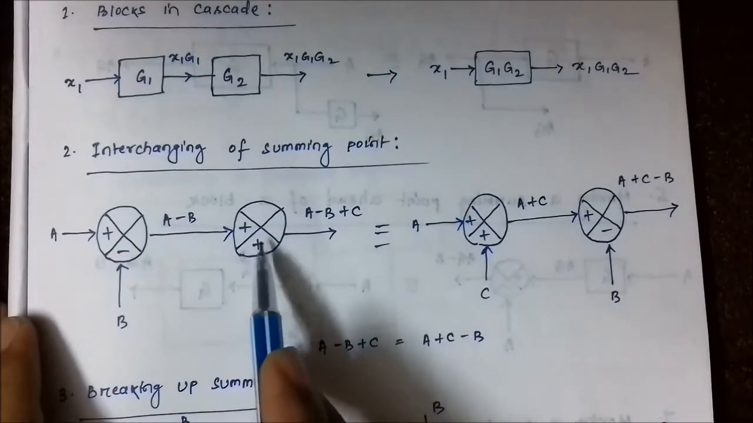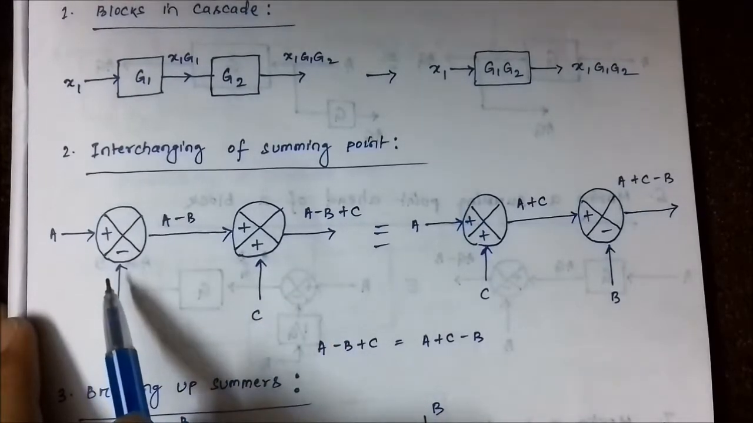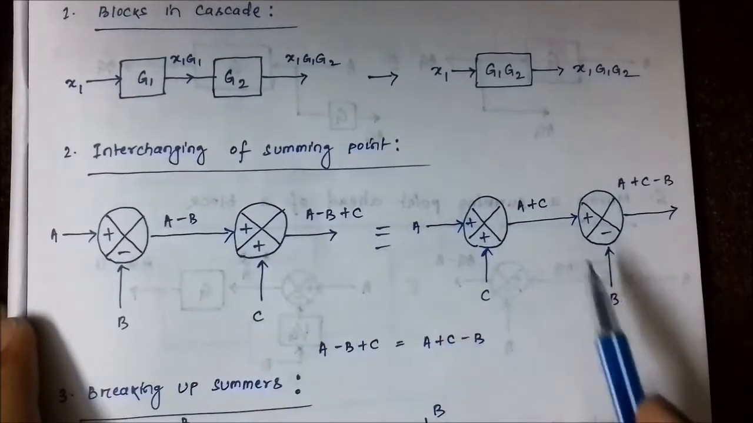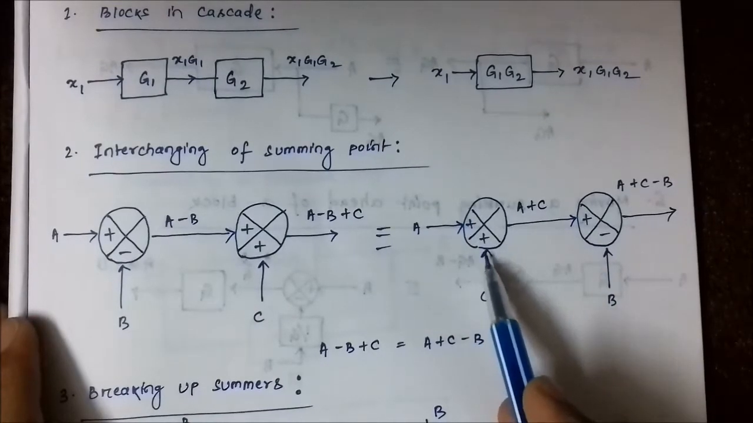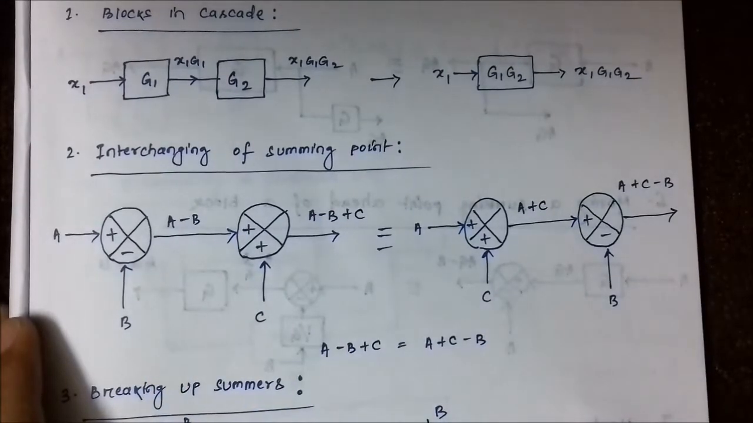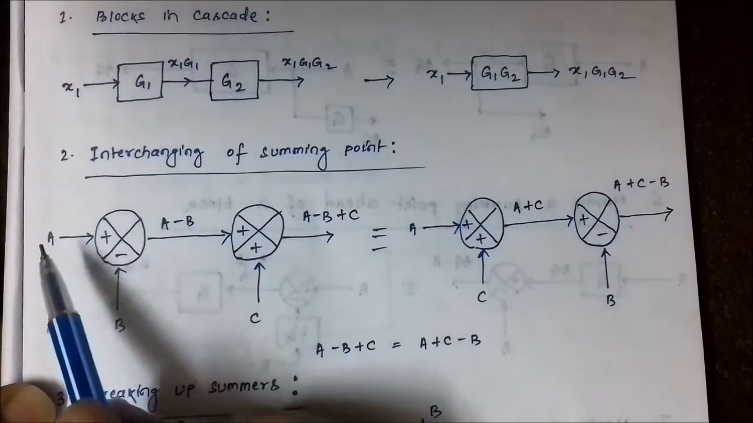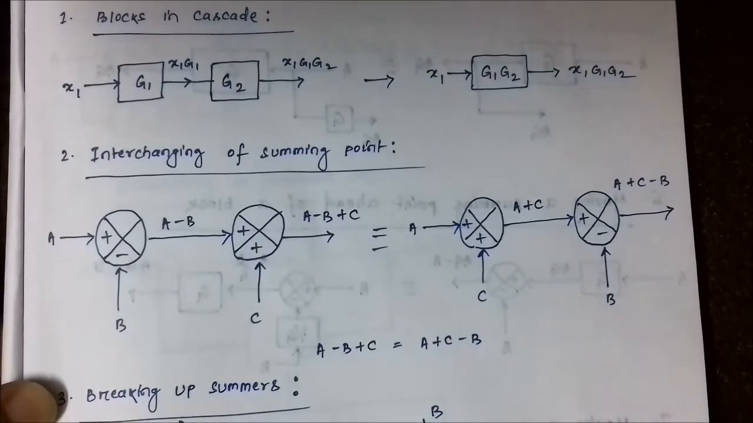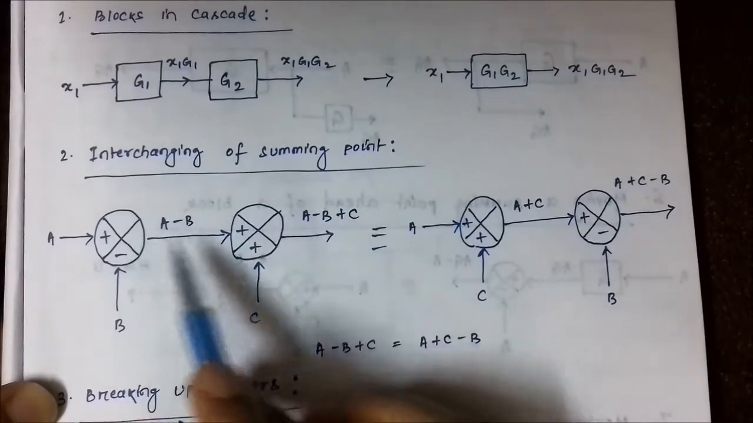If you move this summer here, the C input will also move along with it. If you move this summer here, the B input will also move along with it, like you see here. Okay, the C input has moved here, to the positive summer, and the B input of the positive negative summer has moved along with it. Another important trick is that no matter what you do, the input and the output will always stay the same.